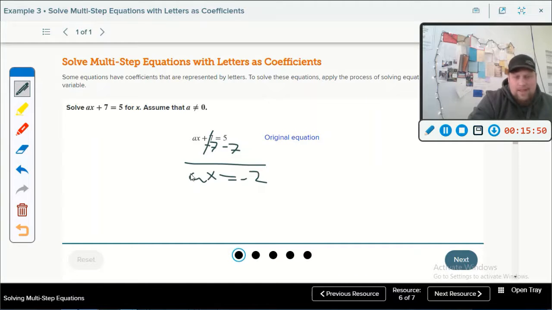And I want to get rid of the A because I want to solve for x. So I'm just going to divide both sides by A. Any number divided by itself is 1, so that's gone to 1. That's left with -2 over A, so I just get x equals -2 over A. Can't go any further than that. Boom, we're done.